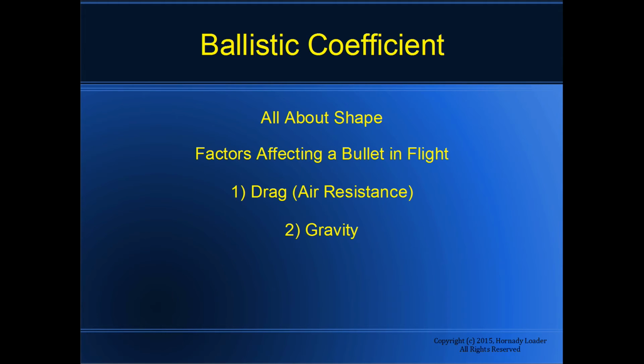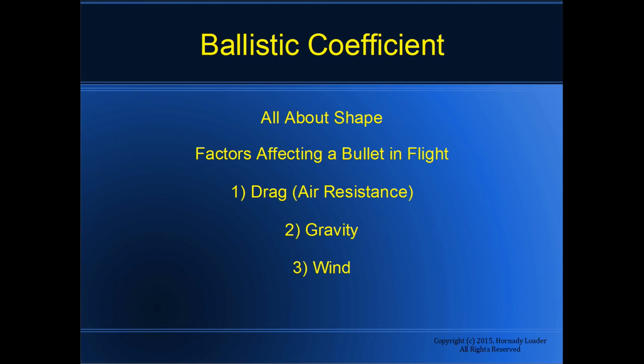It's going to be pulled down toward the ground. And the slower the bullet is moving, or the faster it loses its velocity, the more effect gravity is going to have on that bullet. It's also affected by wind. Wind is going to cause that bullet to veer off course.